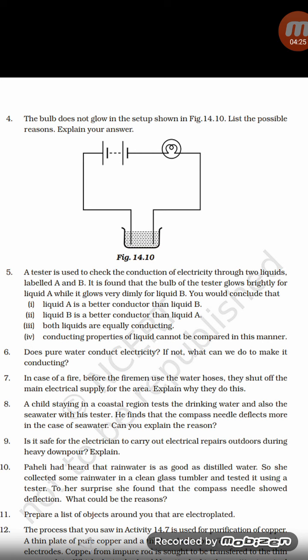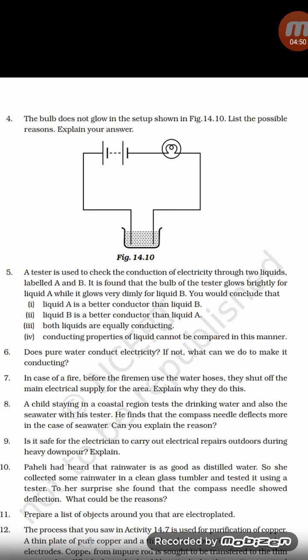As we know, water is a good conductor of electricity. So if the firemen do not shut off the main electrical supply, the water will spread the fire and it can even harm the person who is trying to extinguish the fire. So before the fireman uses the water hoses, they shut off the main electrical supply so that the fire may not spread and even he is safe from any type of damage.